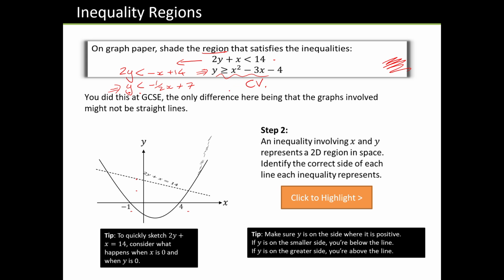So I'm looking for the bit that's under the straight line and above or on the quadratic. Well, really I'm just describing this then, no? I'm talking about this region here.